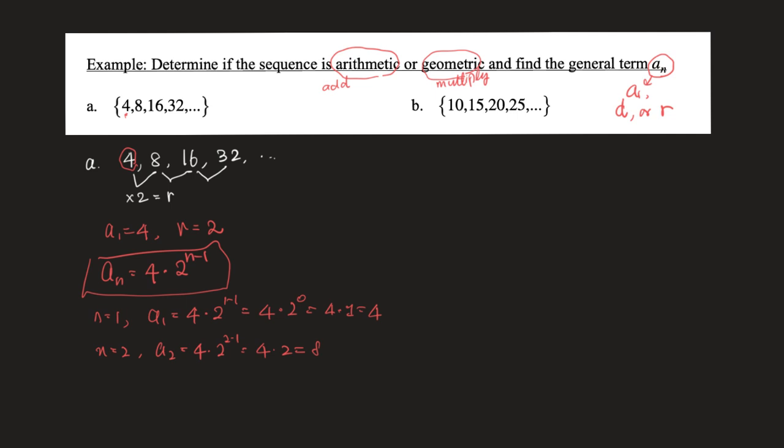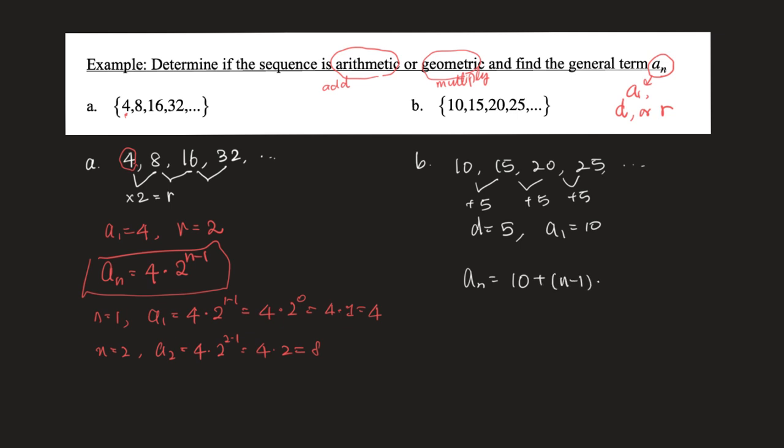Let's go to B. Let's check here. B is 10, 15, 20, 25. Can you see it? Add 5 each time, so d is 5. A1 is 10. So An is going to be 10 plus (n minus 1) times 5, which is 10 plus 5n minus 5. This one is 5n plus 5.